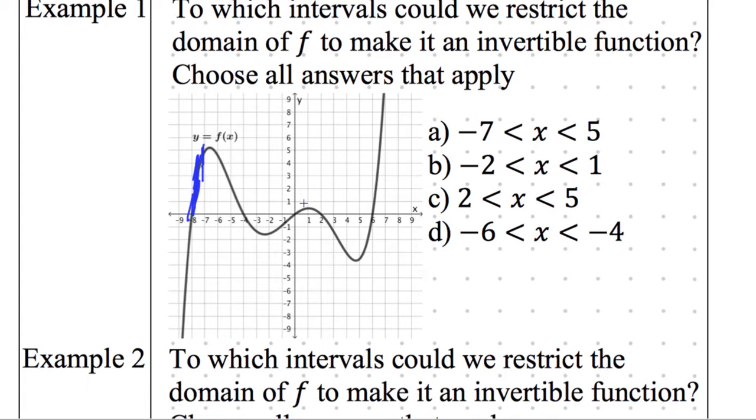What about from -2 to 1? So -2 is right there, to 1 would be right here. That is one of them, yep. It says choose all answers that apply. It's not just one, it could be multiple. Okay, so that one works.